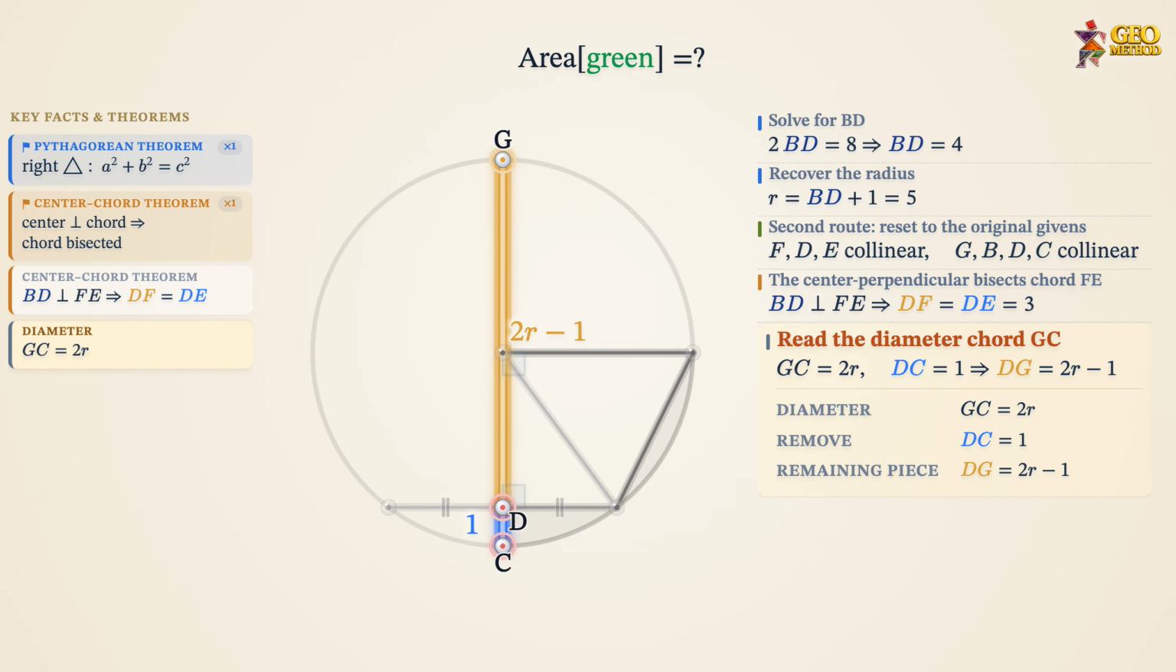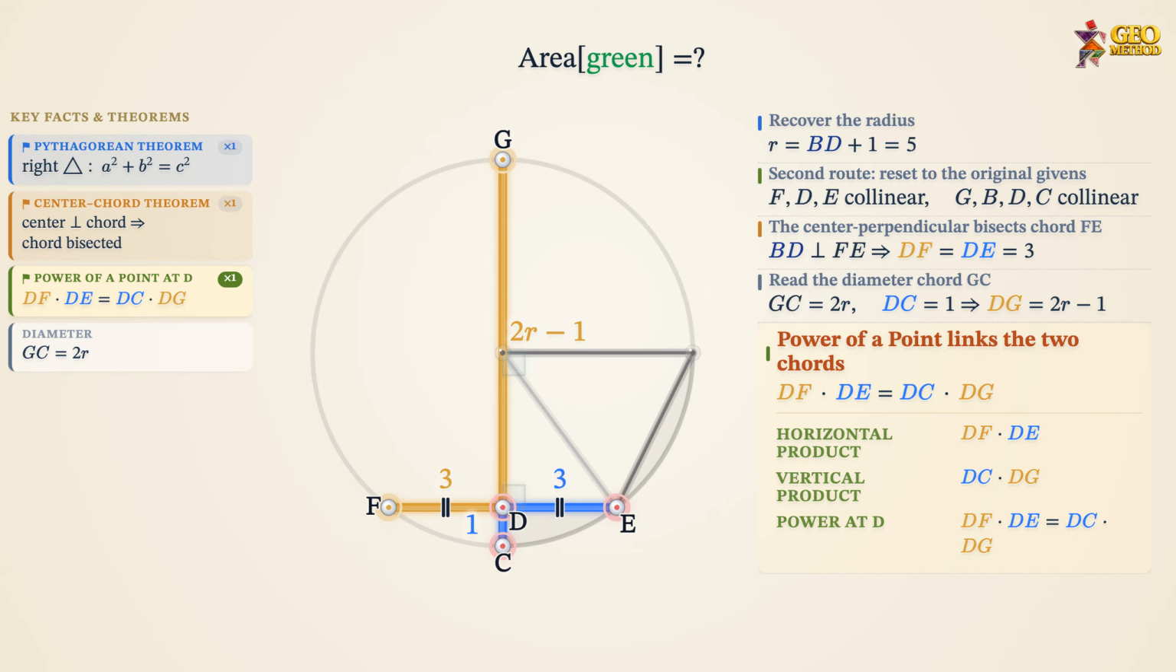The vertical chord GC is a diameter, so its full length is 2r. Point D sits 1 unit above C along that diameter. Removing segment DC equals 1 leaves the other chord piece segment DG equal to 2r minus 1.